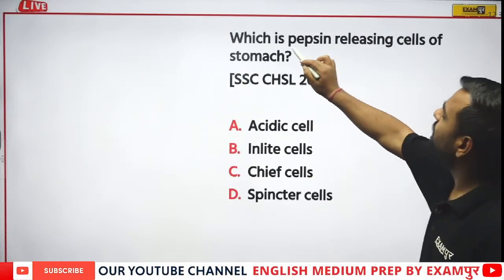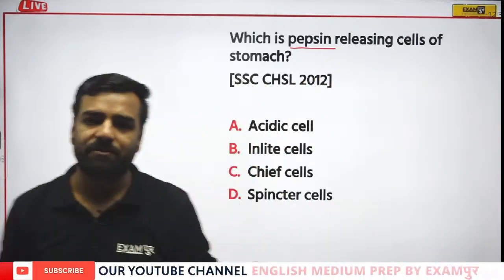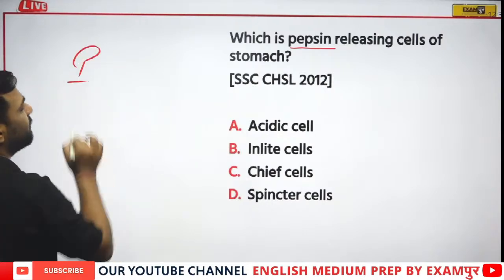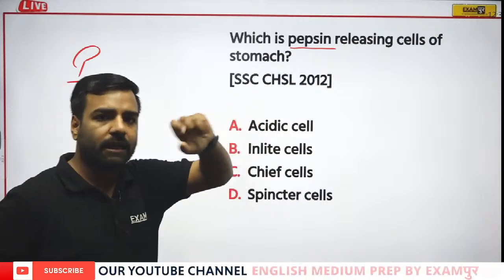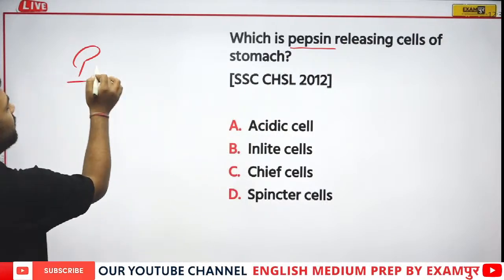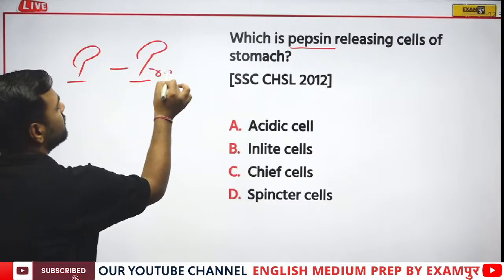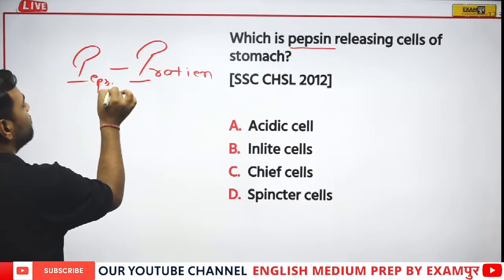Next question. Which are the pepsin releasing cells of the stomach? Now we have discussed this pepsin, correct? P was for pepsin, and we related it with Pepsi, correct? Totally correct, Ilma. P was for Pepsi and P was for protein. So pepsin is related with protein.